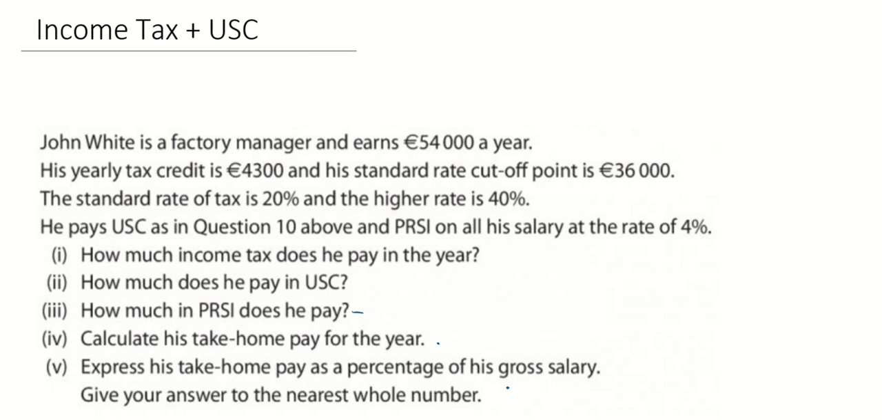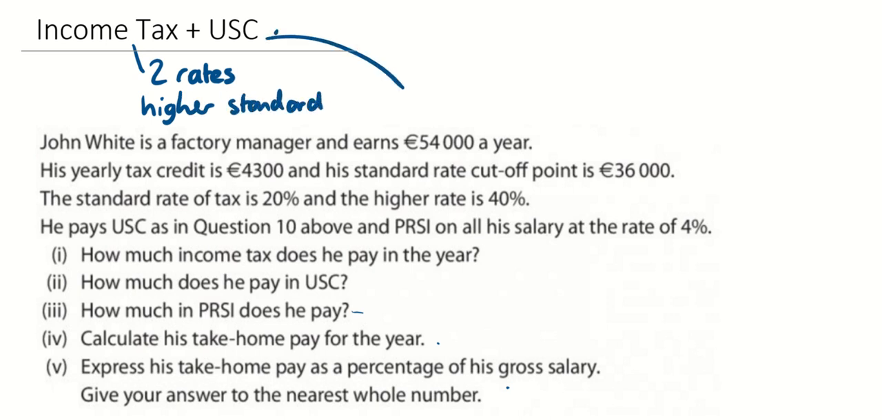Okay, so just a bit of revision on income tax and USC. So this is financial maths. Income tax then, it's at two rates and it's a government tax that has the higher and the lower rate, or higher and standard rates. Okay, and then USC is an extra tax that was supposed to be temporary but was actually made a permanent tax, and it stands for Universal Social Charge.